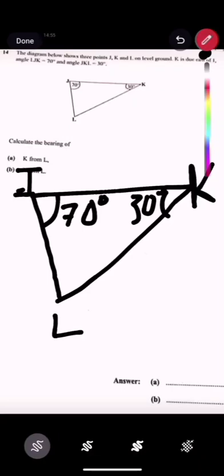So they want the bearing of K from L, which simply means if you're on L, then you are facing north. How can you turn to face K? You turn like this, then you'll be facing K. So don't be deceived thinking that this is north. This is not north. It could have been north if they had said J is due north of L. It means this line is north. But if they have not said that, regardless of what your eyes are telling you, it's not north. That's why I've deliberately tilted the line to be like this.